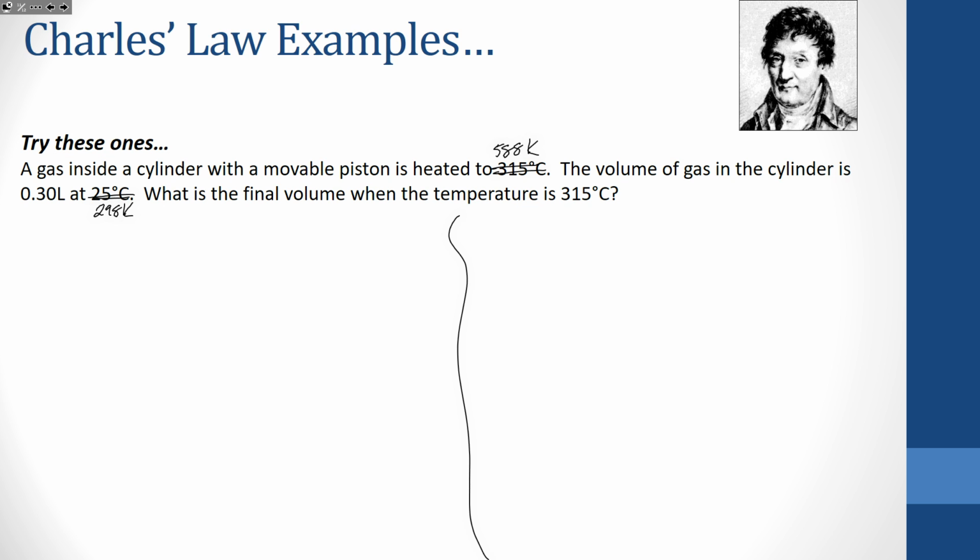So now that I've got my two temperatures in Kelvin, we're going to set up our equation. V1 over T1 equals V2 over T2. It's heated to this, so that would be my new temperature. It was 0.3 liters, so that's my initial volume. This is my first volume, first temperature. And we're going to solve for V2. So substitute my numbers in. 0.3 liters over T1, 298 Kelvin, equals V2, which we don't know, over T2, which is 588 Kelvin. To solve for V2, we're going to multiply both sides by 588 Kelvin.